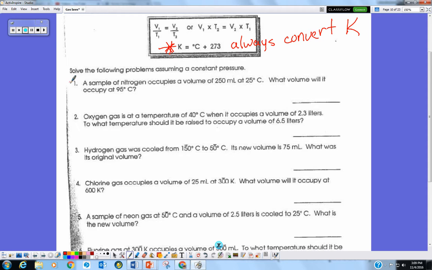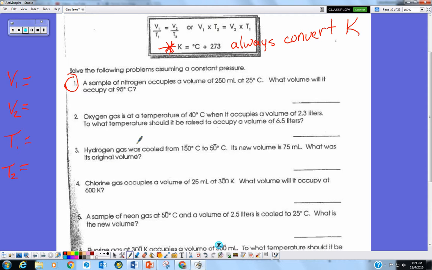So always convert to Kelvin. Looking at this sample problem, let's do number 1 again. Just like we did on Boyle's law, we're going to pick out our givens. Looking at this one, we need to know V1, V2, T1, and T2. Go ahead, get in the habit of writing your givens down. Either identify them in the problem itself or write them out to the side.